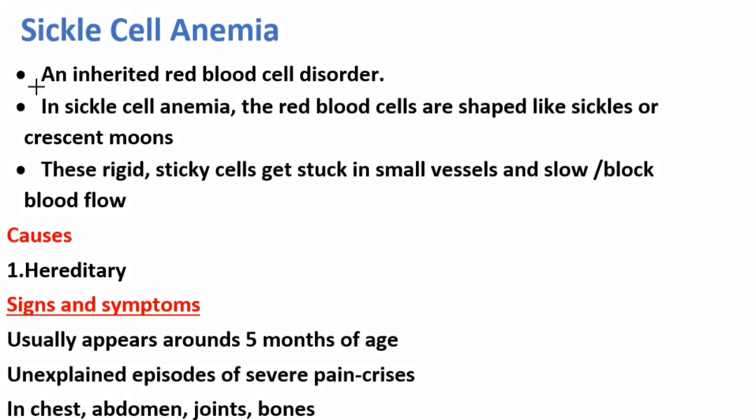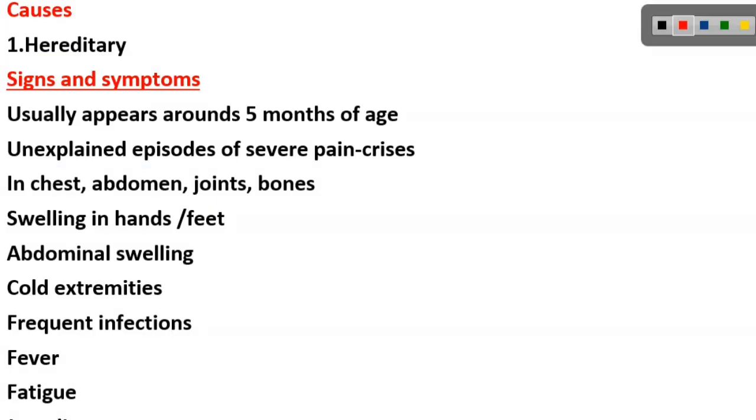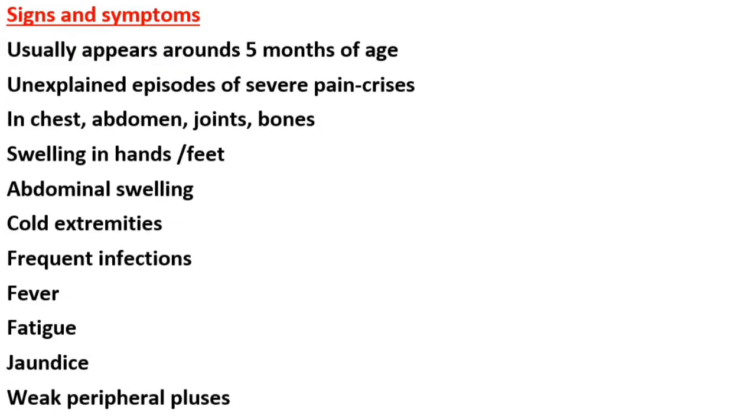Sickle cell anemia. An inherited red blood cell disorder. In sickle cell anemia, the red blood cells are shaped like sickles or crescent moons. These rigid sticky cells get stuck in small vessels and slow or block blood flow. Causes: hereditary. Signs and symptoms of sickle cell anemia usually appear around 5 months of age.